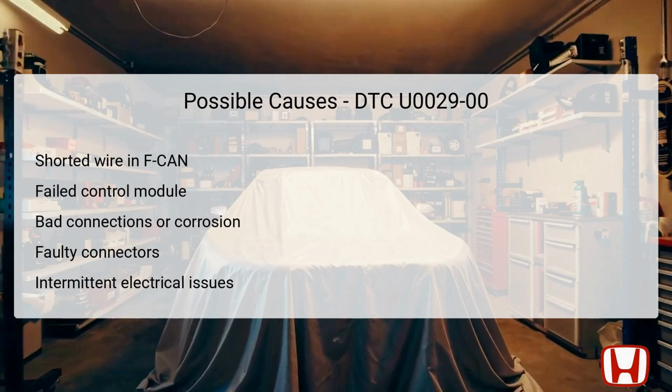Bad connections or corrosion at the connectors can lead to intermittent failures that affect the electrical signals being transmitted across the network. Moreover, faulty connectors can produce a loss of communication, either by becoming loose or damaged. Lastly, various intermittent electrical issues can crop up, which require careful diagnostics to identify and rectify, ensuring overall functionality of the CAN system.